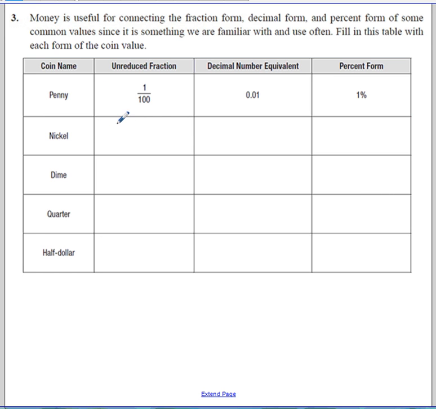Our nickel we know is 5 cents, so it's 5 cents where 100 cents make $1. Now it says unreduced fraction, but in most cases you're going to end up having to reduce your fraction, so let's go ahead and reduce it. And we have 1/20th when we reduce it, and that makes sense to me because it takes 20 nickels to make $1.